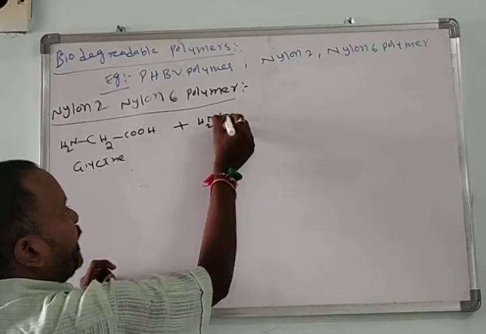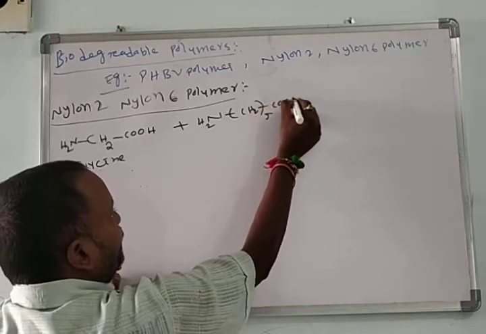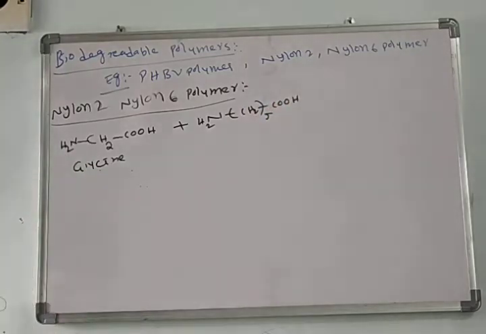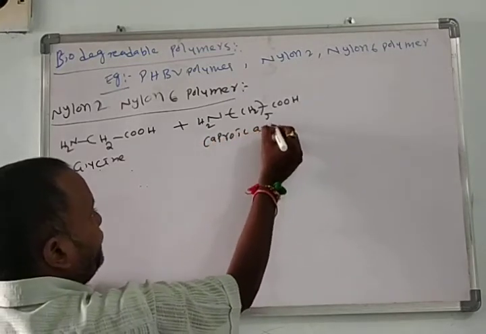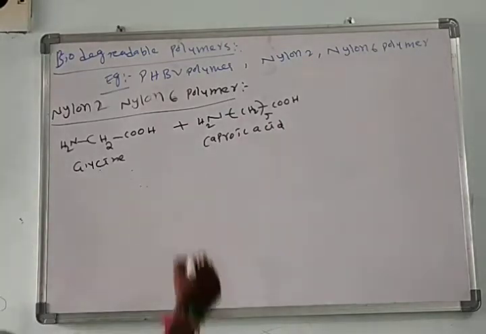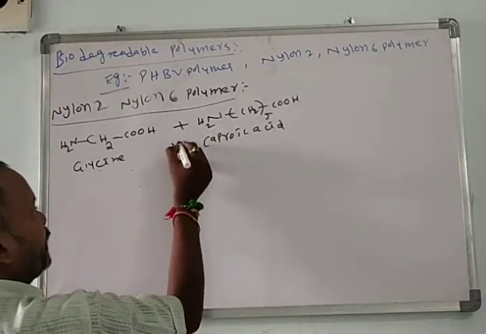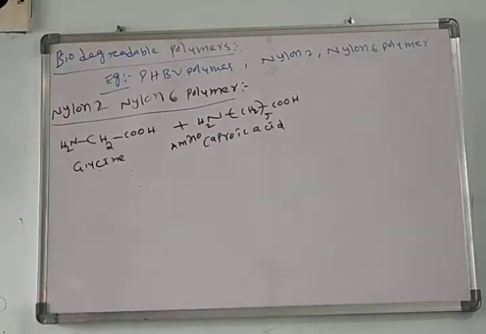Here we are taking caproic acid, a 6 carbon containing monocarboxylic acid, which we call caproic acid. It contains an amine: aminocaproic acid. It is a derivative of caproic acid, which we call aminocaproic acid.